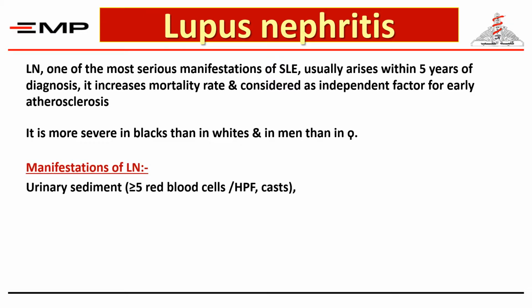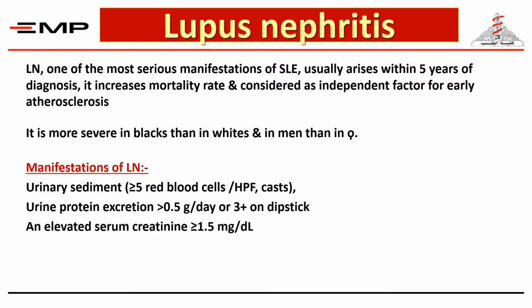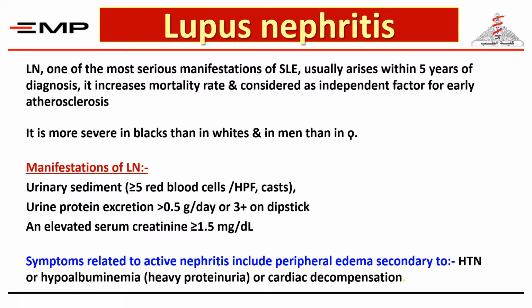Manifestations of lupus nephritis are usually urinary sediments, with more than or equal to 5 red blood cells per high power field or urinary casts, urine protein excretion more than half a gram per day or more than 3 plusses on dipstick, and elevated serum creatinine equal to or more than 1.5 milligram per deciliter. Symptoms related to active nephritis include peripheral edema secondary to hypertension, hypoalbuminemia due to heavy proteinuria, or cardiac decompensation.